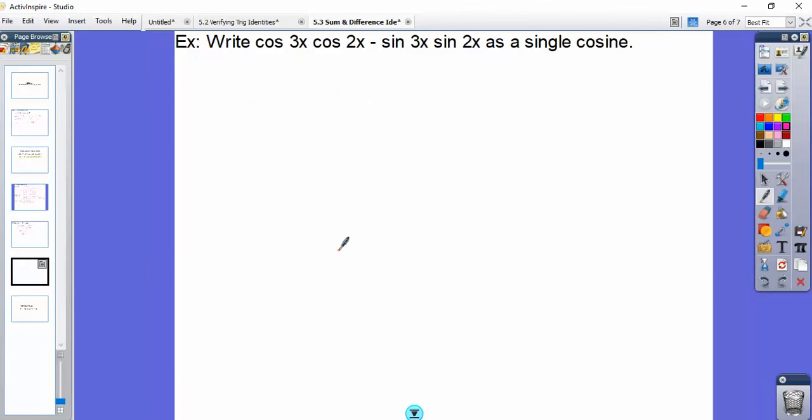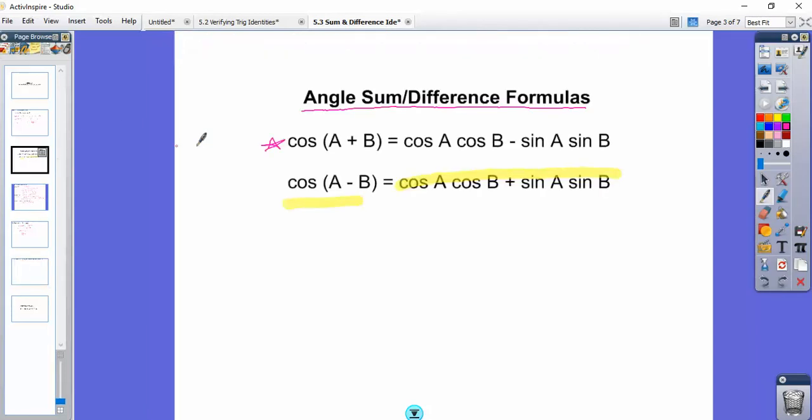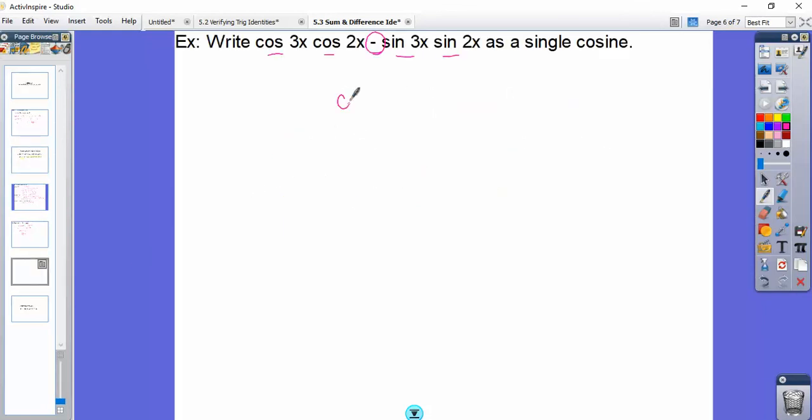Last problem I want to do. If I asked you to write this as a single cosine, it's cosine times cosine minus sine times sine. So if you look at your formulas, the minus one means we're doing the cosine sum. So that's cosine of a plus b. 3x plus 2x is 5x. So this simplifies into cosine of 5x.